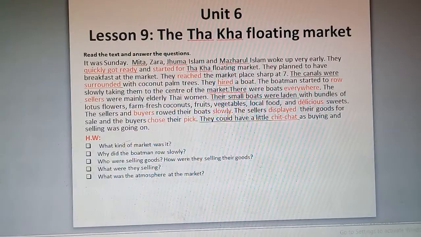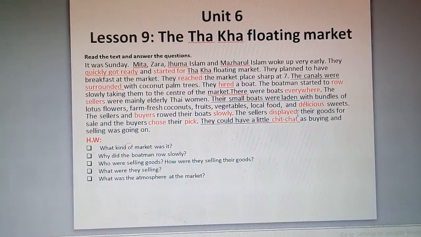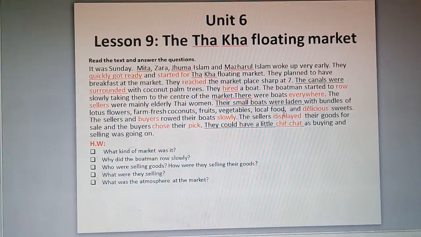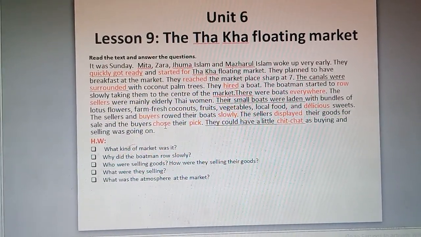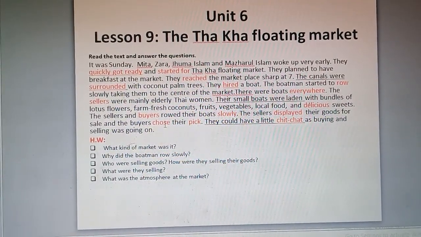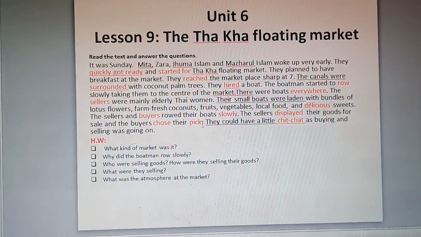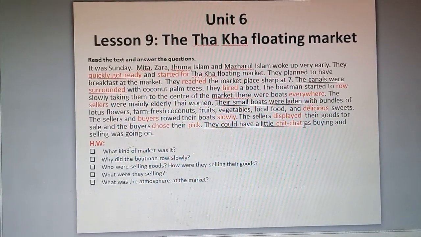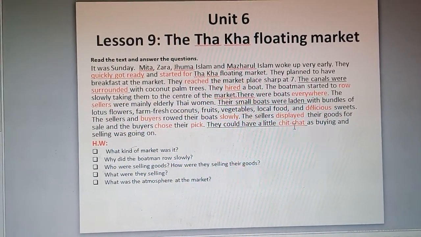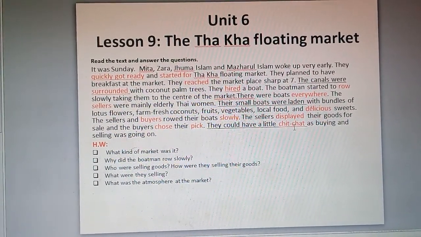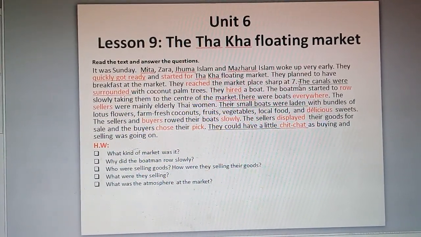Then slowly, it can be replaced by lazily or casually. Display, it can be replaced by exhibit or show. Then choose, it can be replaced by select or pick. Then pick, it can be replaced by choose. Chit chat, it can be replaced by small talk or chatting or chat. These are the vocabulary. Now come for the grammar.